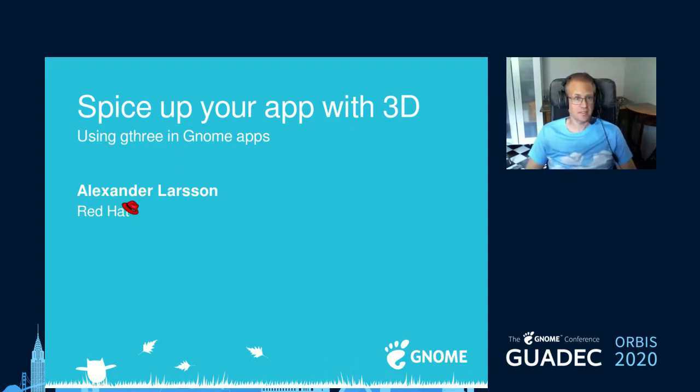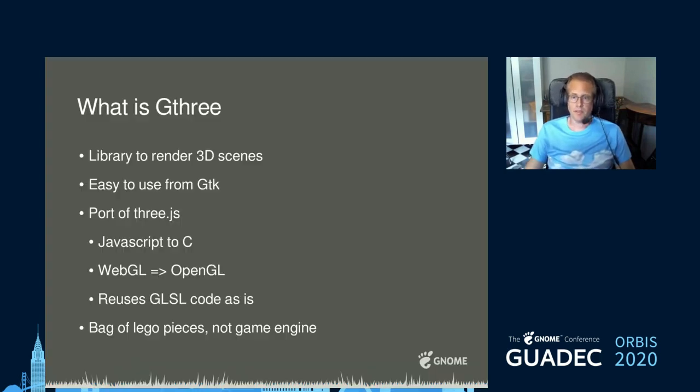It's kind of weird. I'm here to talk about spicing up your app with 3D, using a library I've been writing or porting recently called GThree. It's basically a library that you can use to render 3D scenes. Even though it's not necessarily dependent on GTK, it's meant to work in the GTK and the GNOME frameworks.